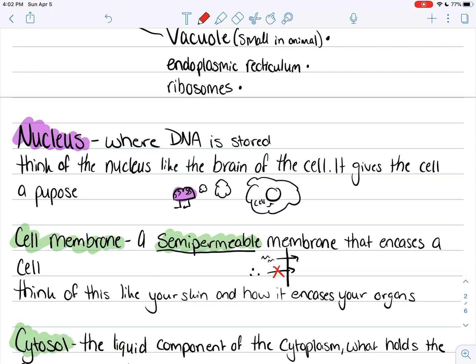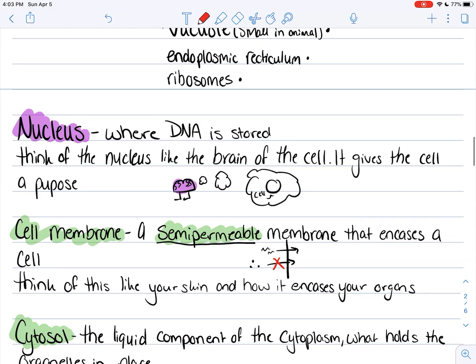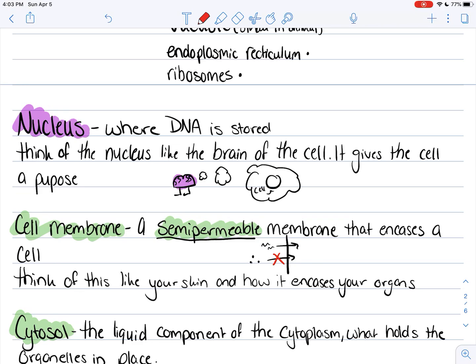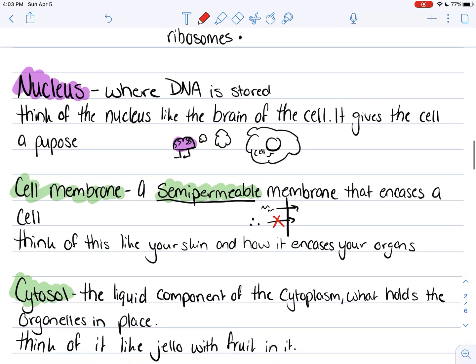It's the same idea with the semi-permeable membrane. Certain things can move through with ease, but sometimes things can't enter the cell or leave the cell. They're too big, they don't have the right things to get in and out of the cell, things like that.